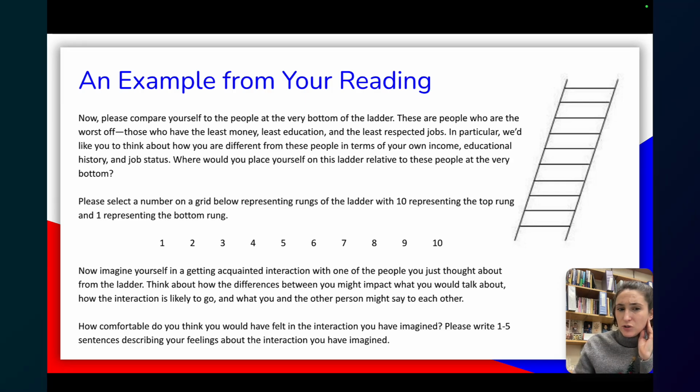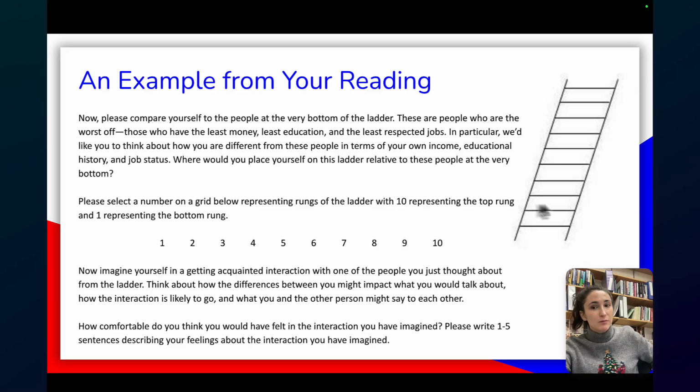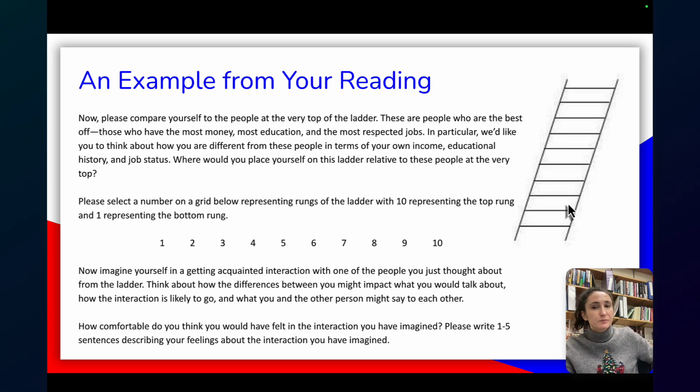How comfortable do you think you would have felt in the interaction you have imagined? Please write 1 to 5 sentences describing your feelings about the interaction you have imagined. Okay, so that's the first treatment. They said, look down, look at the bottom of this ladder, and imagine that you're having a social interaction with someone lower on the income scale. Okay, now here is the other treatment.